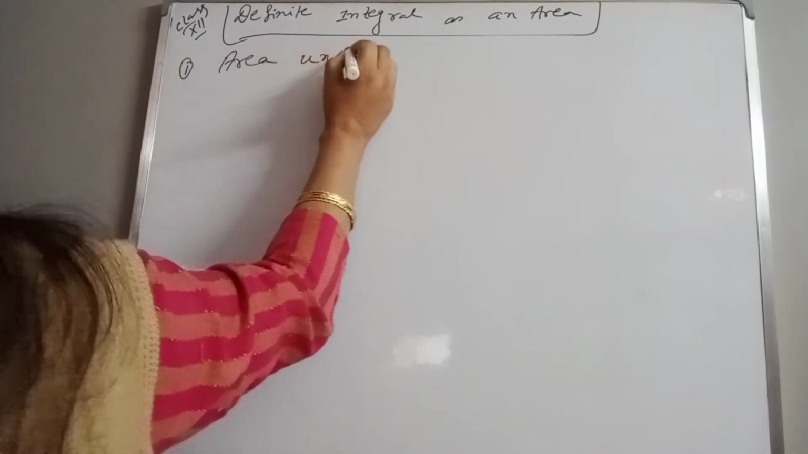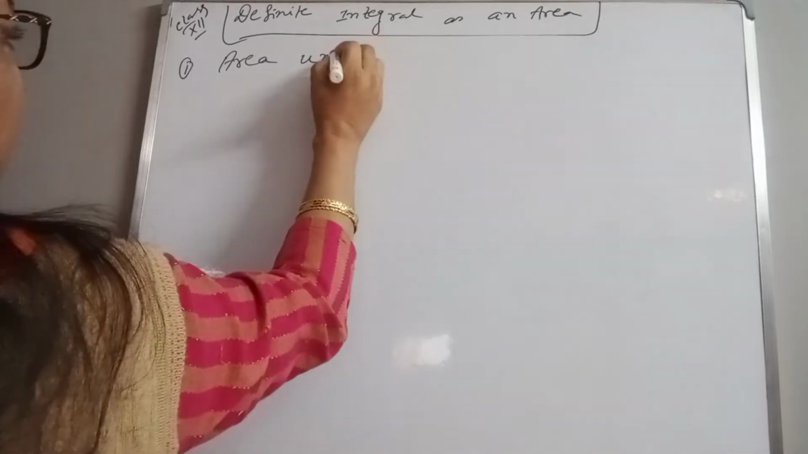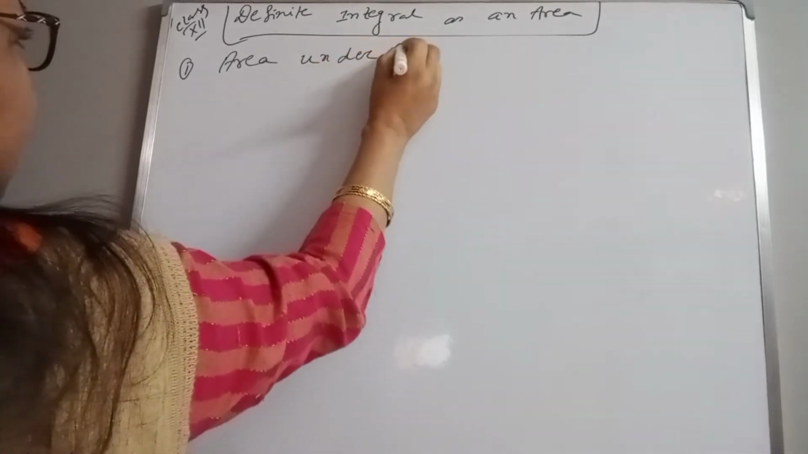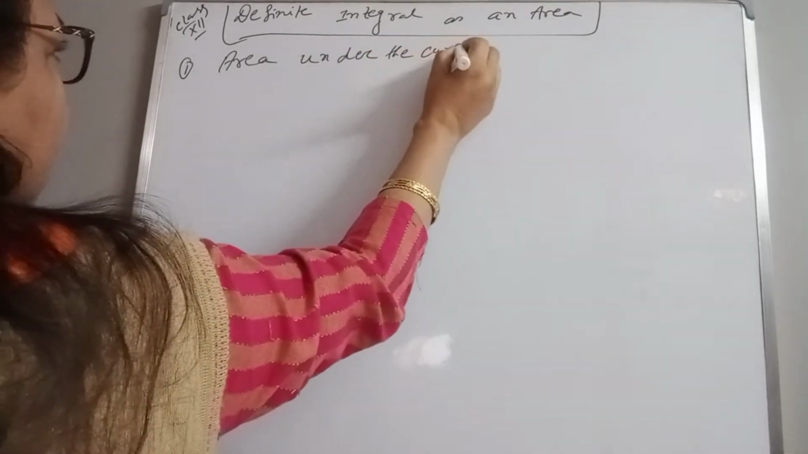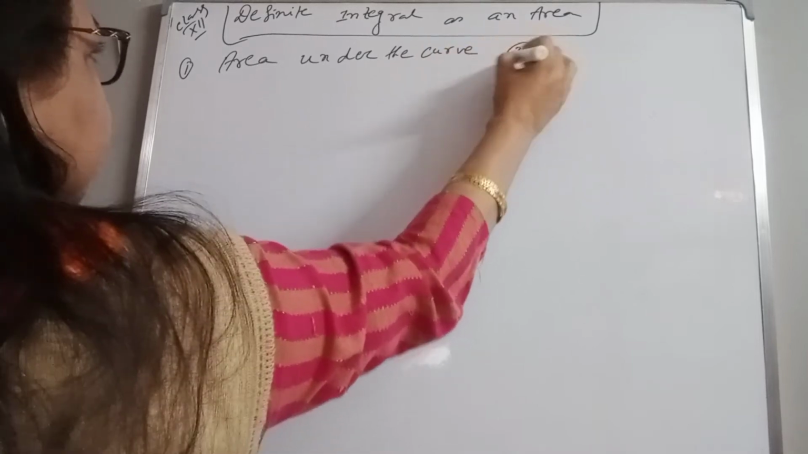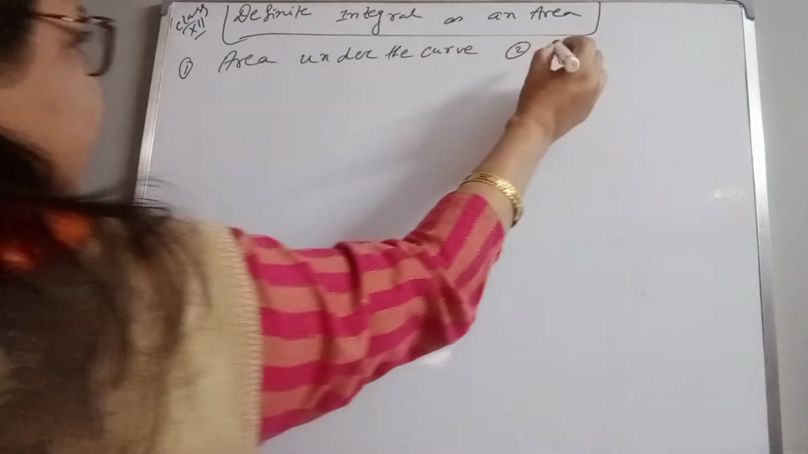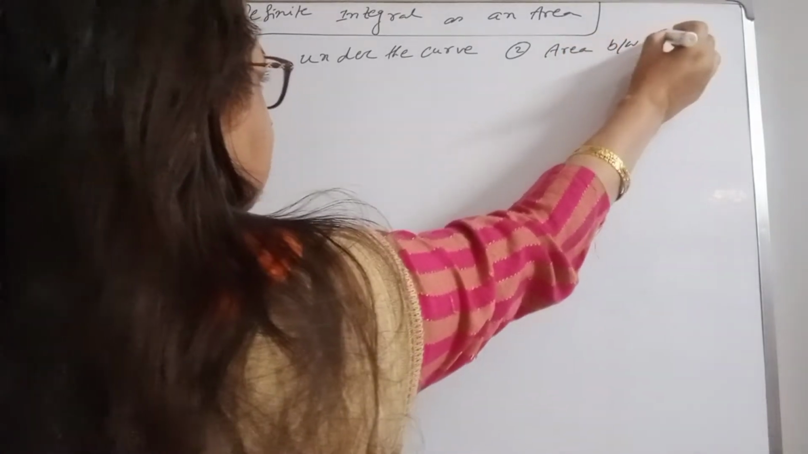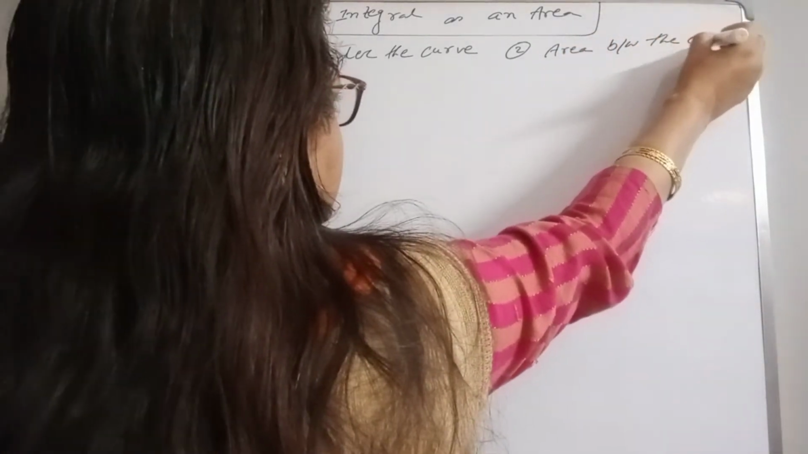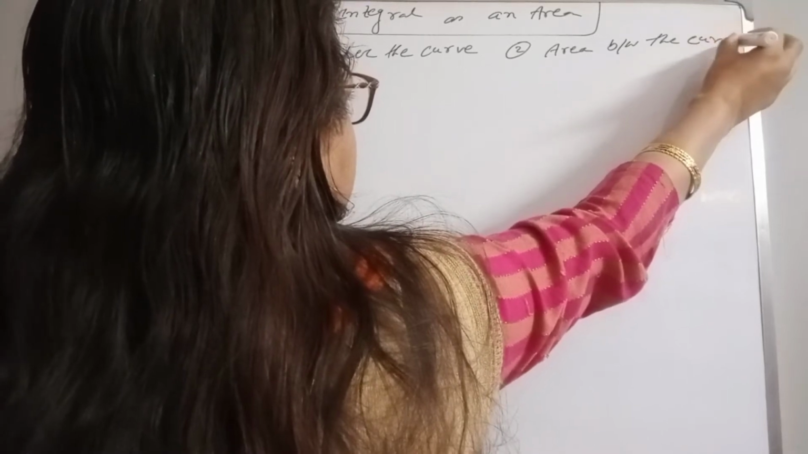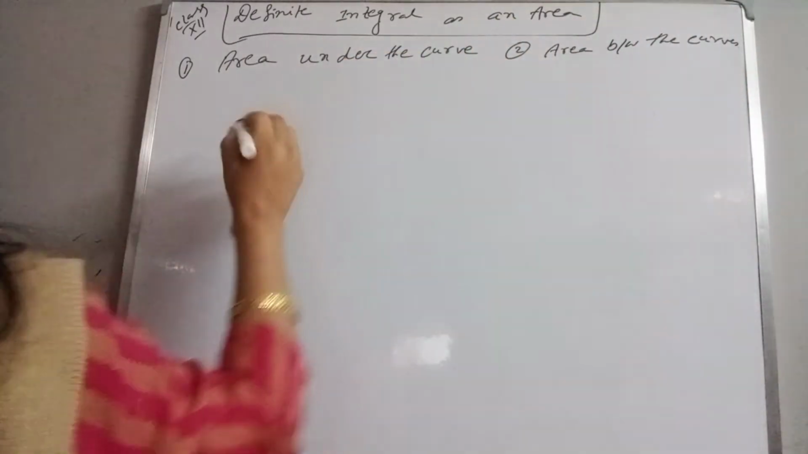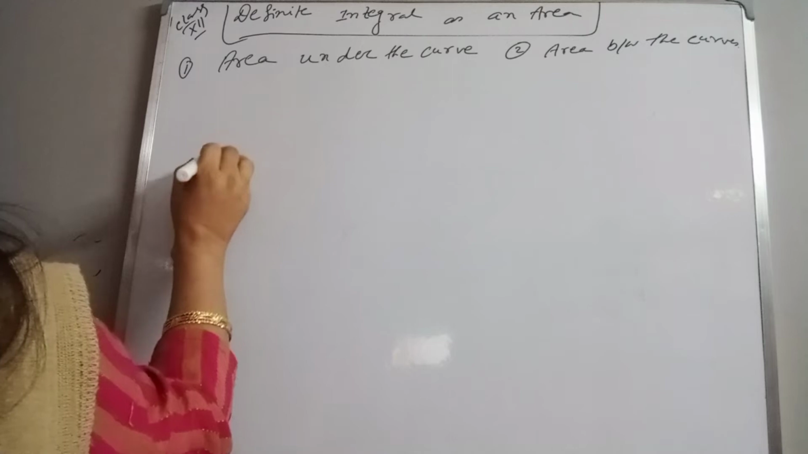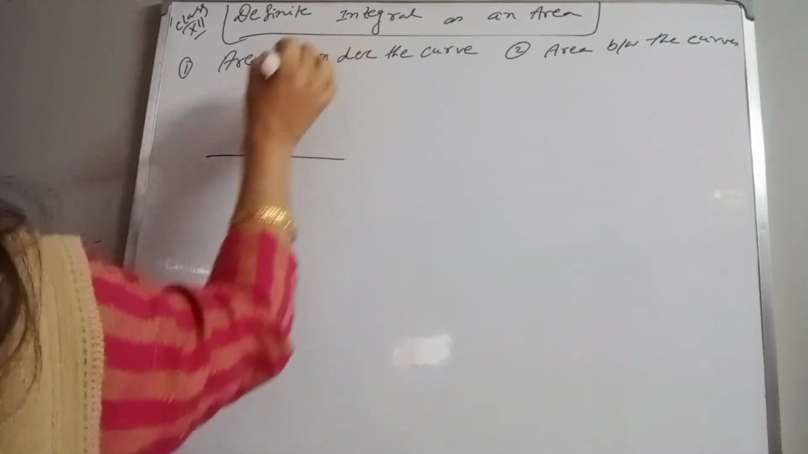Area under the curve. What does it mean, under the curve? And number two is area between the curves. Okay. Now, area under the curve. At first we will discuss this part.